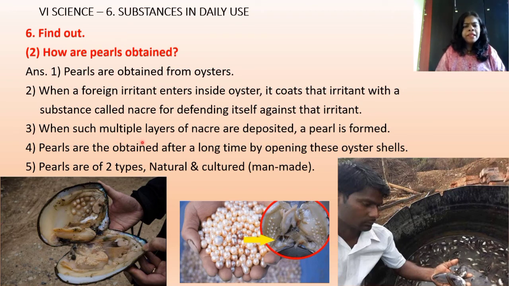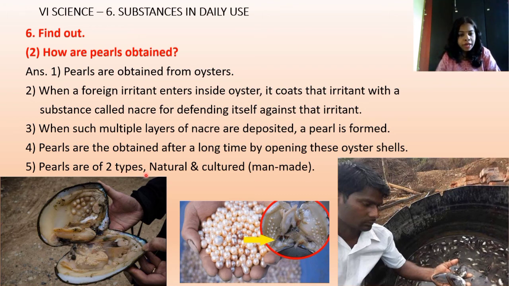When such multiple layers of nacre are deposited, a pearl is formed. Pearls are obtained after a long time by opening these oyster shells. Children, when a lot of layers of nacre are formed on the irritant, we are getting these beautiful pearls. But for the formation of these beautiful pearls, a very long time is required. It requires a few years, children.